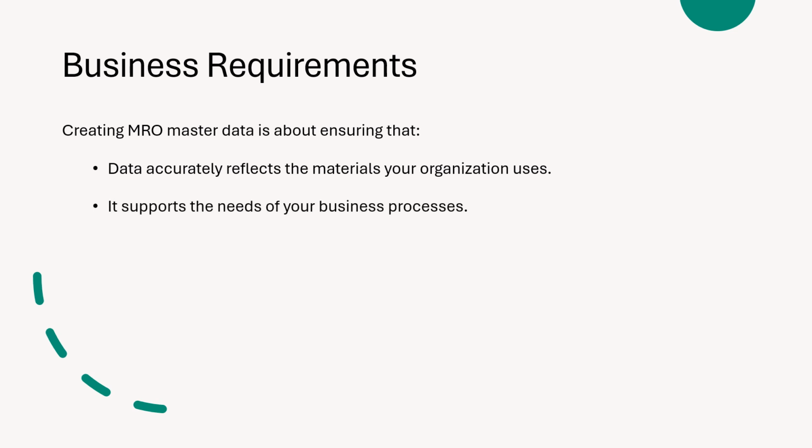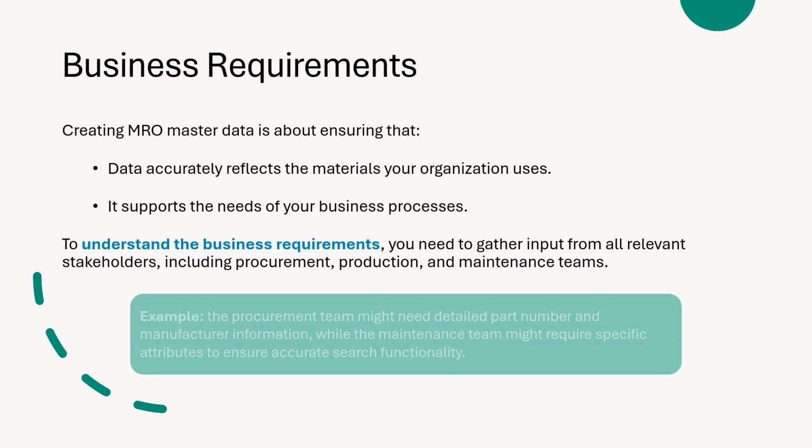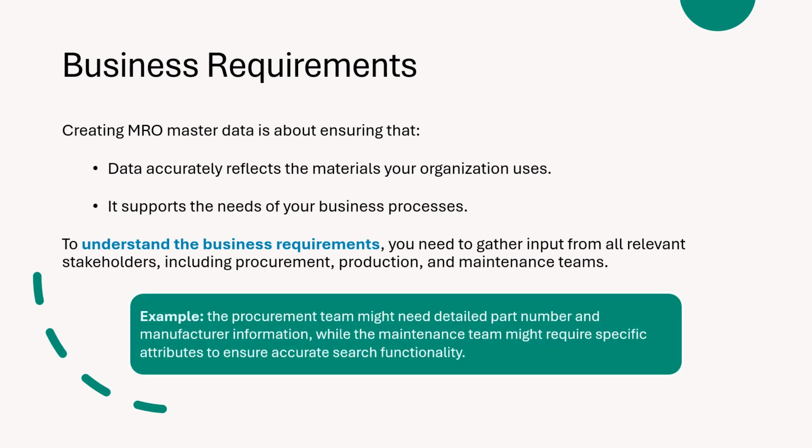your business processes. Before you start creating data, it's crucial to understand the business requirements. This means gathering input from all relevant stakeholders, including procurement, production, and maintenance, to ensure that the data meets their needs. For example, the procurement team might need detailed part number and manufacturer information, while the maintenance team might require specific attributes to ensure accurate search functionality.